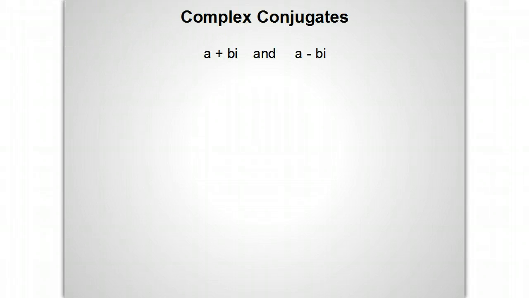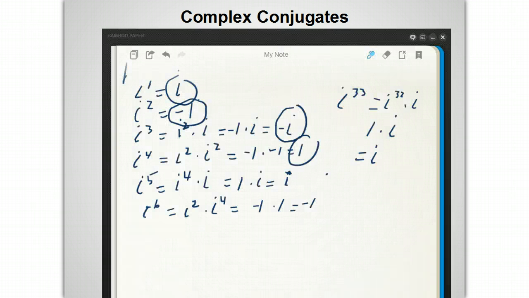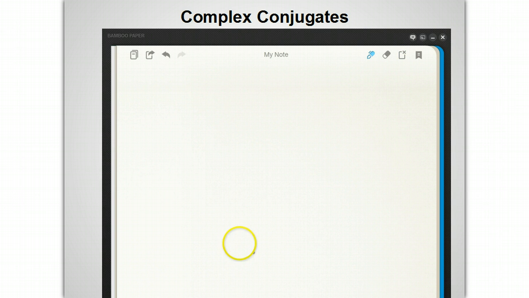How these are helpful, I'll show you. If we take two complex conjugates and multiply them together, something rather interesting results. So if I take, say, 2 plus 3i and multiply it by its complex conjugate, 2 minus 3i.